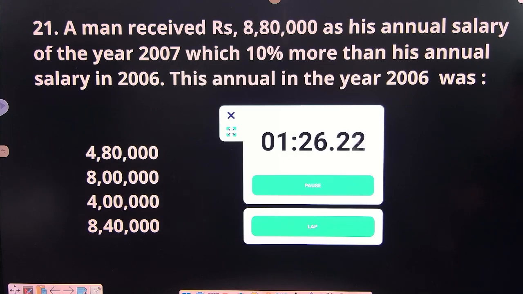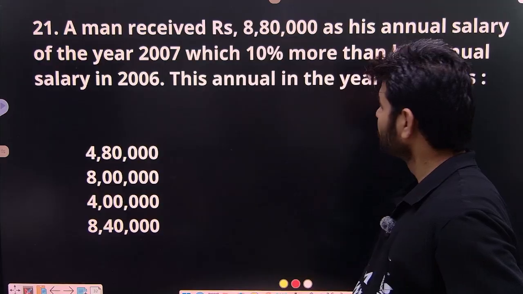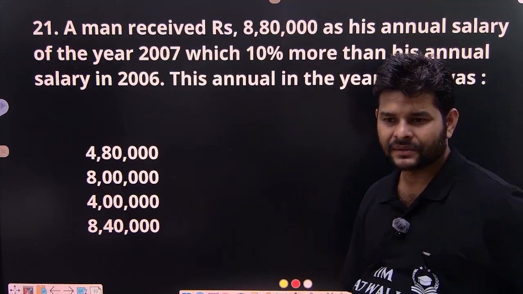What's the answer? Not found the answer. Guys, let's do it again. We need to apply what?